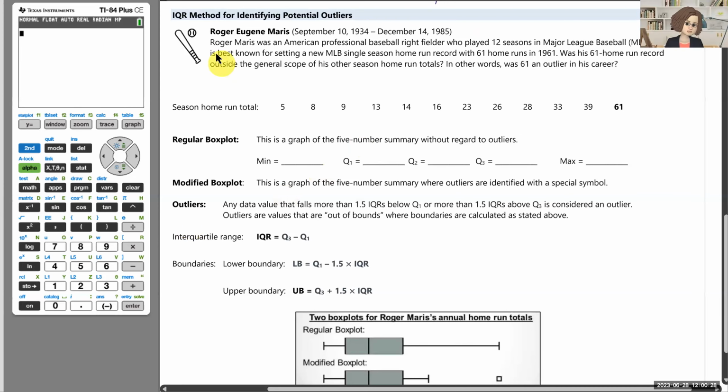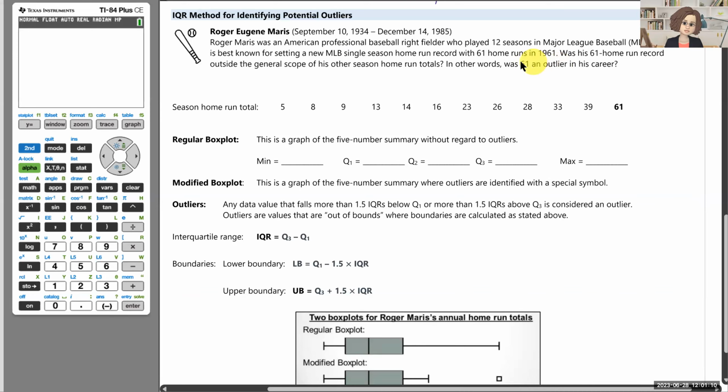I'm going to jump in here with an example of a baseball player, Roger Maris. He was an American professional baseball right fielder. He played 12 seasons in the major leagues and is best known for setting a new Major League Baseball single season home run record with a total of 61 home runs in the 1961 season. So the question is, was that outside the general scope of his other seasons? In other words, was 61 unusual for him? Was it an outlier?